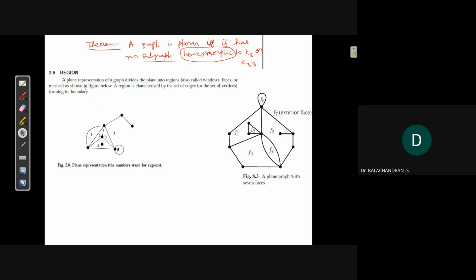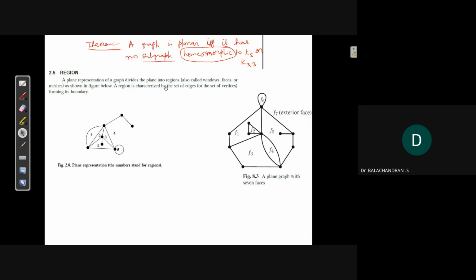Okay. This is a simple way to remember this result. Next, region. A plane representation of a graph divides the plane into regions. Regions are called windows, or faces, or meshes. All of them have the same meaning: region, window, face, mesh. But usually we don't use window and mesh. Usually we use either region or face.